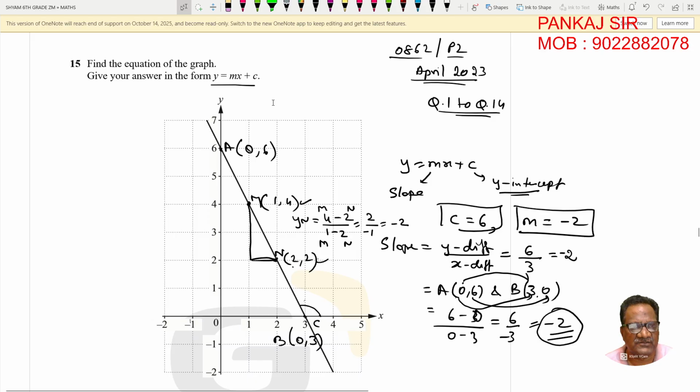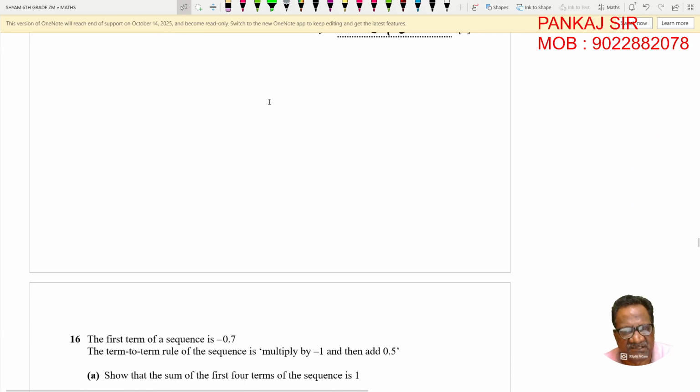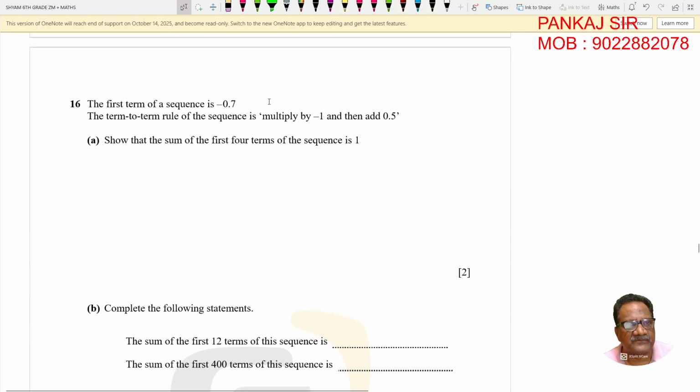I hope you have understood this. Next is question number 16. The first term of a sequence is minus 0.7, so let me write minus 0.7, the first term of the sequence. The term to term rule of the sequence is multiply by minus 1 and then add 0.5 raised to 1.